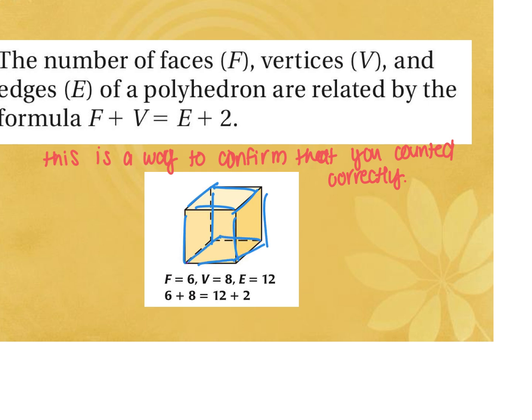Let's say I counted incorrectly. I messed up somewhere. If I plugged it in, let's say I did F, which is 6, plus my vertices, 8, equals, let's say I counted 11 edges, plus 2. If I added them, and I got 14 equals 13, I know I did something wrong. So it's just a way for you to check yourself. Then I'm going to go back and count. And then again, let's just say I counted correctly this time, and I had 12 plus 2. That's going to give me 14, so I know I counted correctly.